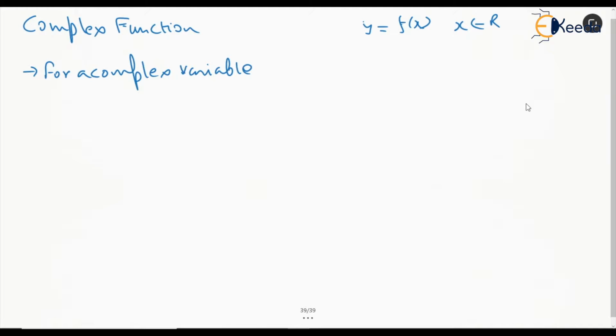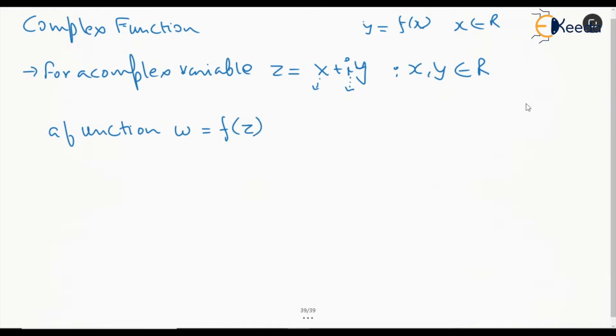let's say z equal to x plus iy, where both x and y belong to real. So this is known as the real part of z, and this is known as the imaginary part of z. So from this variable, a function, let's say w is equal to f of z, can be formed, which will be a function of the variable which is complex and it is z.